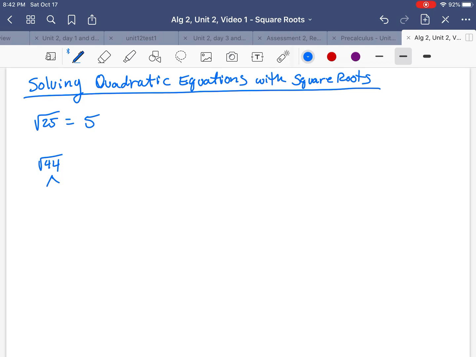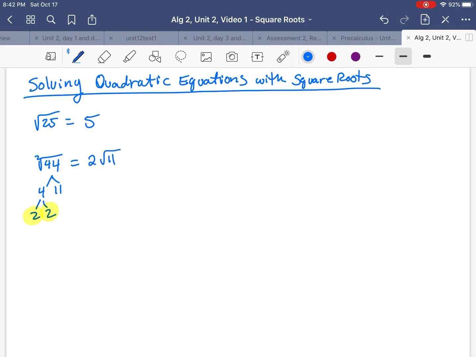All right, 44. Let's see. I think 44 is 4 times 11. So 11 is prime, but 4 is 2 times 2. Now remember, I'm looking for pairs. So when I have a square root right here, I don't have to really write it, I have a little square root right there. But remember, I'm looking for pairs of numbers. So I have a pair of 2s. So what I'm going to do is pull out a 2 and leave the 11 inside. So hopefully you remember that from Algebra 1.